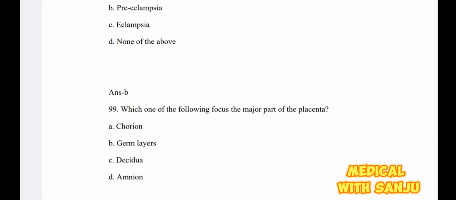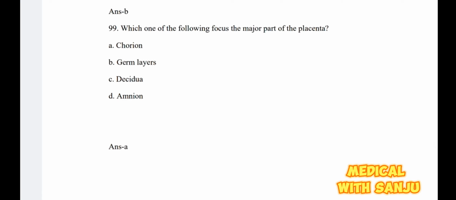Question number 99. Which one of the following forms the major part of the placenta? Option A, chorion. Option B, germ layers. Option C, decidua. Option D, amnion. The major part of the placenta is chorion. Option A is right answer.